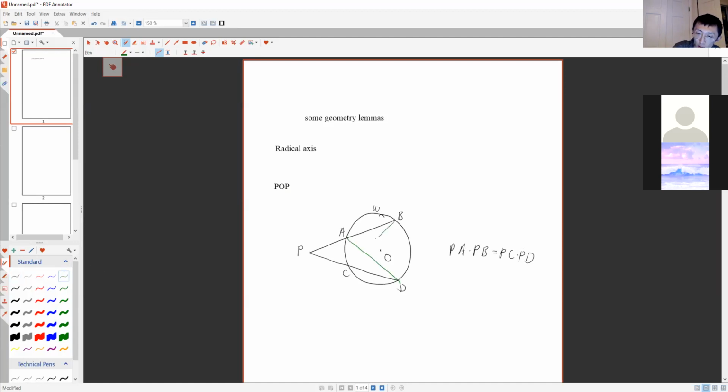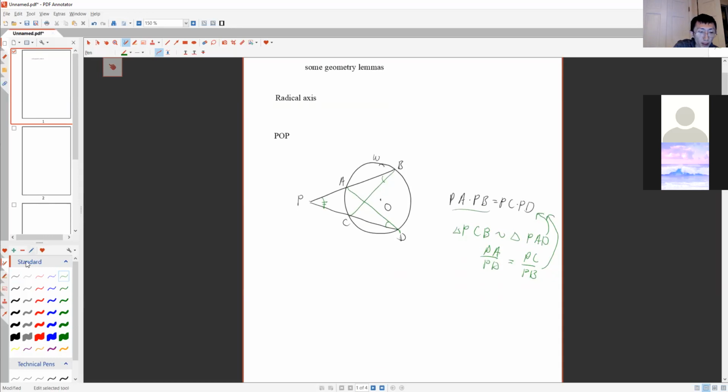You can draw in these lines and see these two intersect the same arc. This is a shared angle between the two triangles. So PCB is similar to PAD. And then you cross multiply the ratios and you'll get this. So PA to PD is PC to PB.